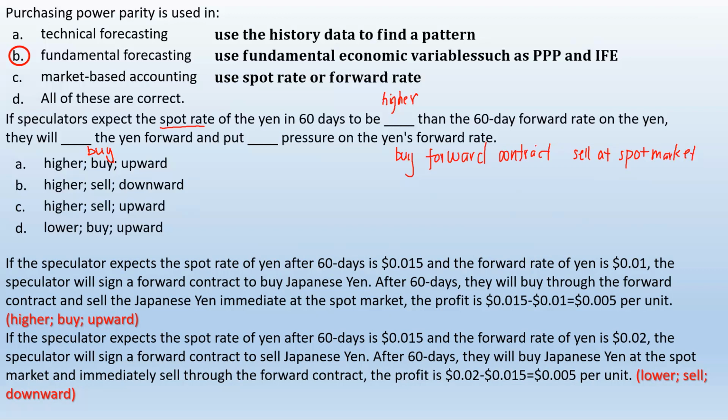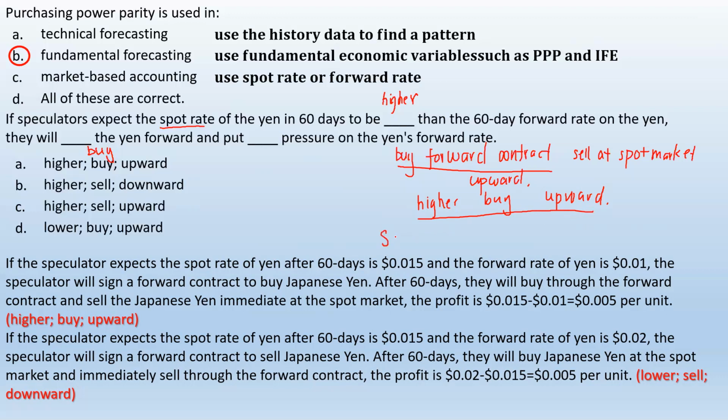So in this case, they will put an upward pressure. Because they buy the forward contract, there is upward pressure on the forward rate. So if the expected spot rate is greater than the forward rate, so it's higher, then we know they will buy forward contract. This will put an upward pressure on the forward rate. So these three combinations are the correct answer, which is A.